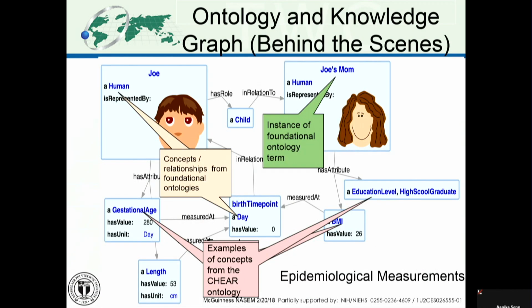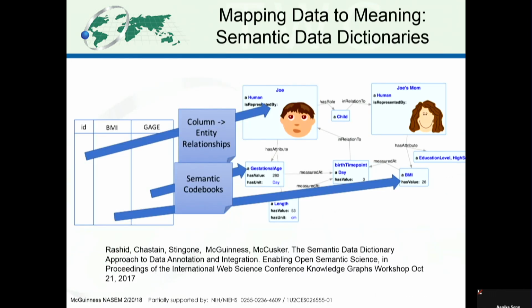So behind this, there are things like our children. This guy, Joe, is a child who is a human. He has a relationship to a parent, in this case a mother. He is connected to an instance in a foundational ontology, the SCIO human from the Semantic Science Integrated Ontology, and then some things that we needed to connect to, like education level. We have epidemiological measurements as well as many other things.